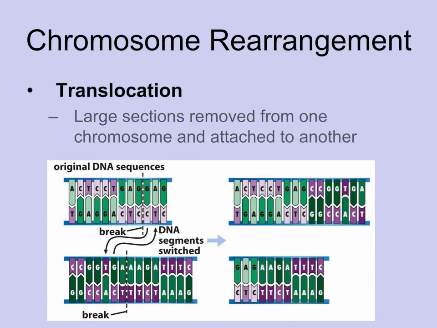Translocation is when 2 chromosomes break and the broken parts are swapped. Again, this changes the nucleotide sequences on the chromosomes. However, if genes are exchanged in their entirety, they may still be functional in the new chromosome.